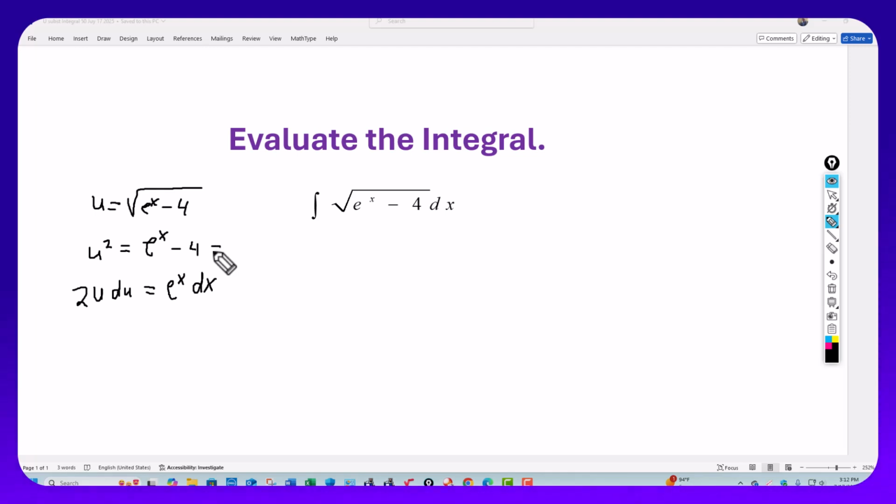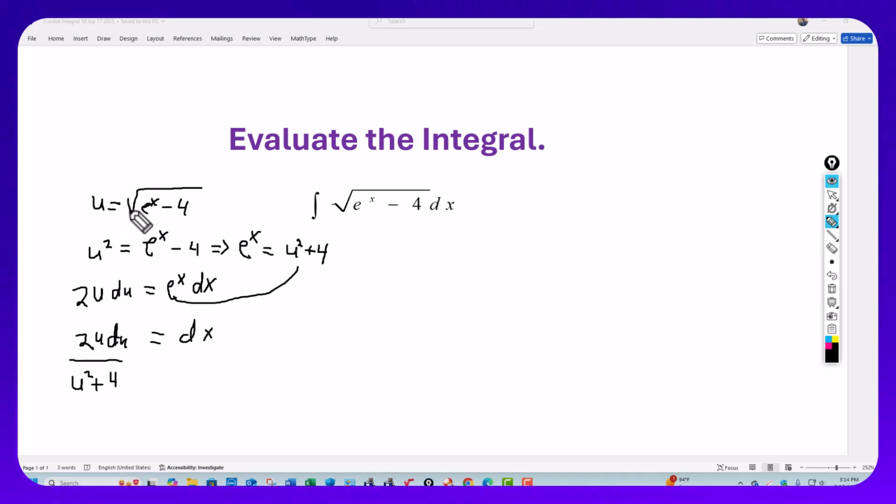But notice, from here, you can see that e to the x, solve this equation for e to the x, take the minus 4 over. This will give me e to the x is u squared plus 4. So this e to the x right here then can be replaced by u squared plus 4. First, let's replace the e to the x by u squared plus 4, and then divide both sides by it. So this is replaced by u squared plus 4, then we're dividing, so this is going to cancel. And on the other side, I'm left with 2u du over u squared plus 4.